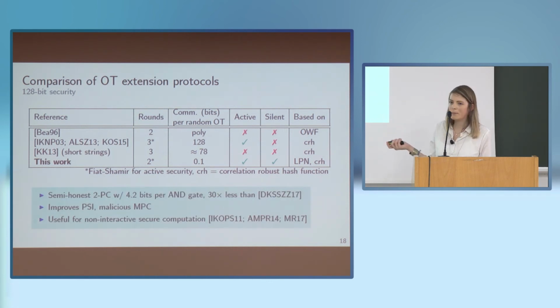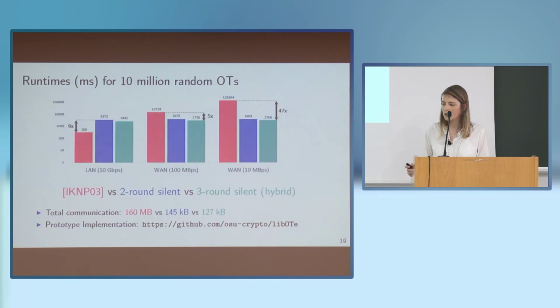And this has various implications. So you get semi-honest 2-party computation with 4.2 bits of communication per gate, which is a 30 times speedup, right away from improving the communication, so 30 times better than previous approaches. It improves private set intersection, malicious multi-party computation, and in particular, it's useful for non-interactive secure computation.